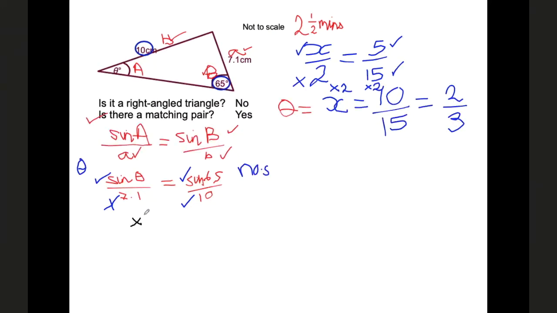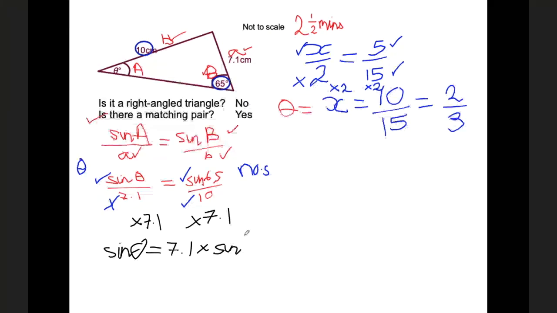So for ease of this question, we're going to write our first step, which is timesing both sides by 7.1. Once we get that, we are going to get sine theta on its own. So after this step, we only need to do one more step to get theta on its own. I'd like you to pause the video in a moment and have a think about how you are going to get theta on its own.